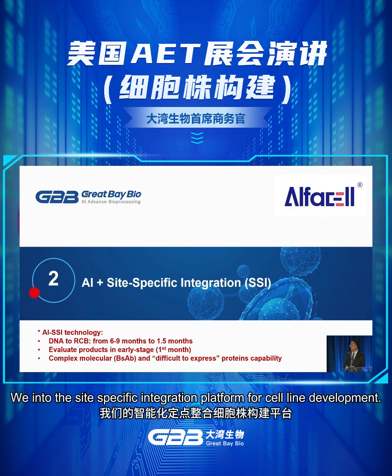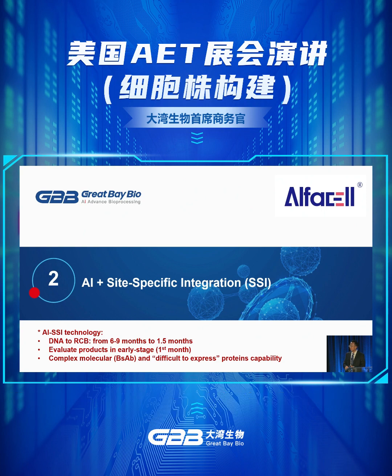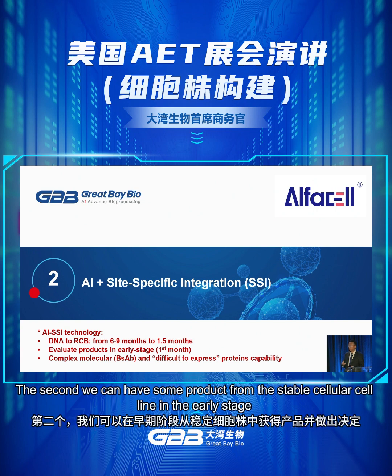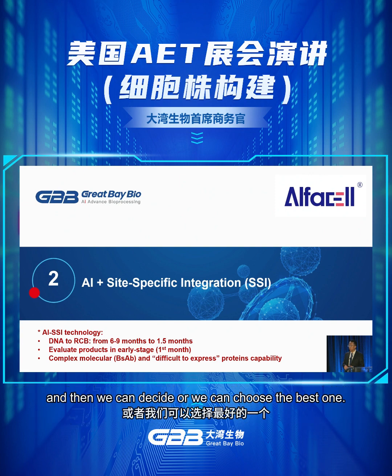We work on a site-specific integration platform for cell line development. We have several advantages. The first is that it is very fast. It only takes about 1.5 months to get the RCB, which is insanely fast, I have to say. And the second, we can have some product from the stable cell line at an early stage, and then we can choose the best one.